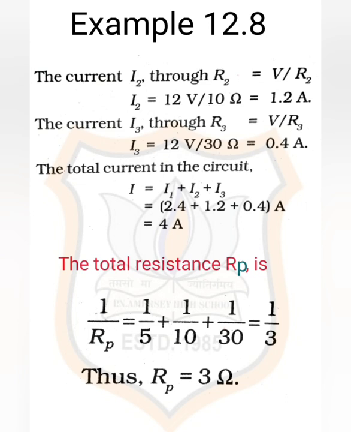Hence, for the total resistance Rp, 1 upon Rp is equal to 1 upon 5 plus 1 upon 10 plus 1 upon 30. On taking the LCM, we will have the answer 1 upon 3. So Rp will be 3 ohms.